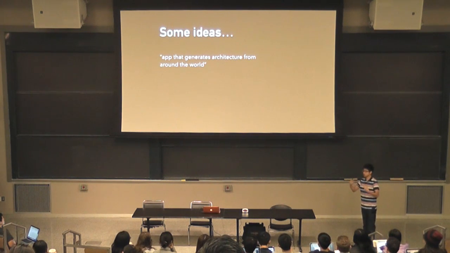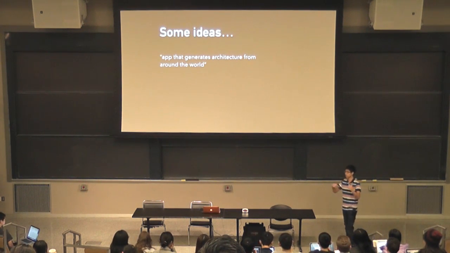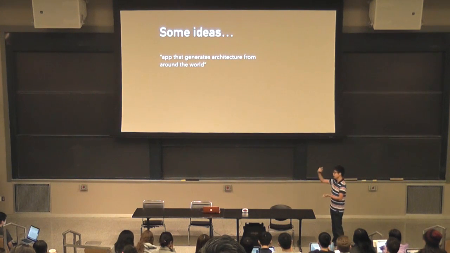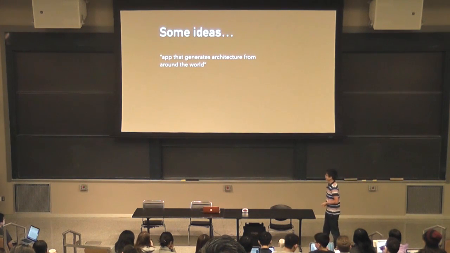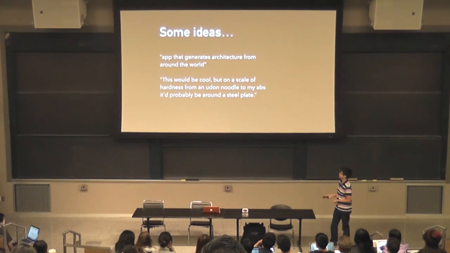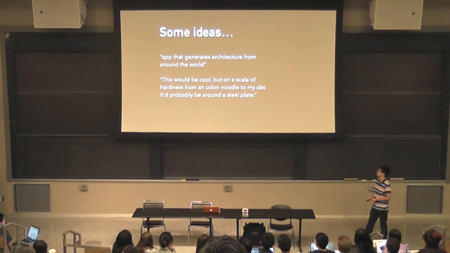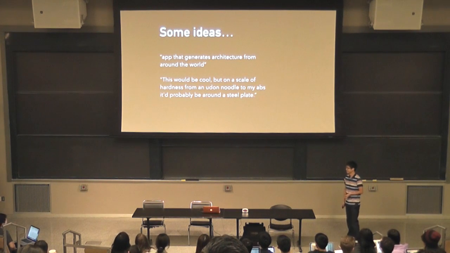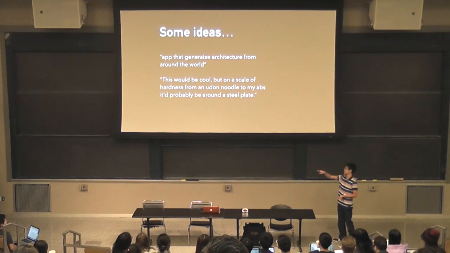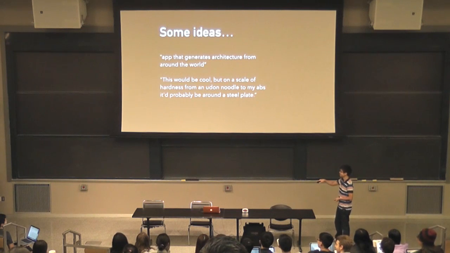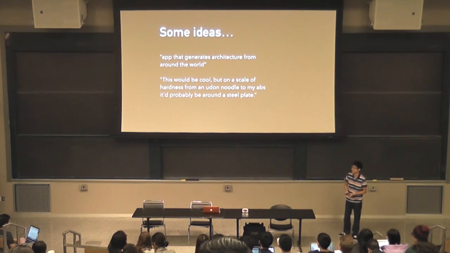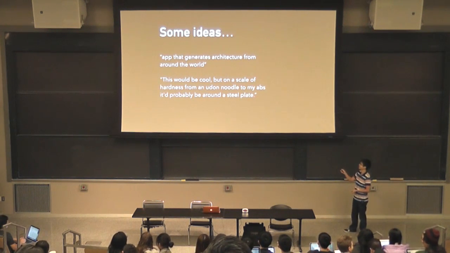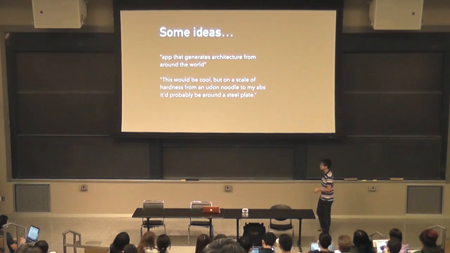For those who requested feedback, we created a new spreadsheet for you guys, and then the staff went through and filled out the feedback. One of the staff members responded with, this would be cool, but on a scale of hardness from an udon noodle to my abs, it would probably be around a steel plate. We still don't know which staff member it was. But that's really hard or not hard. We'll see. Alright.